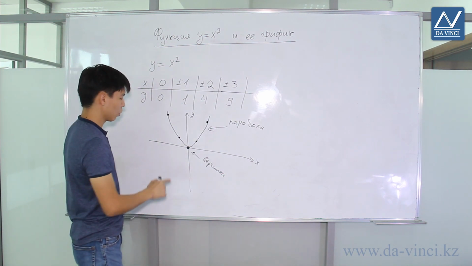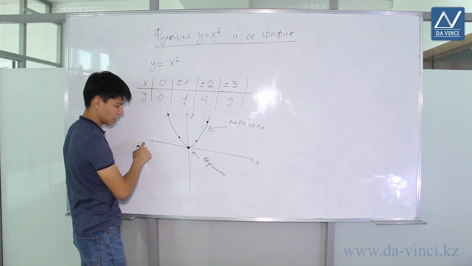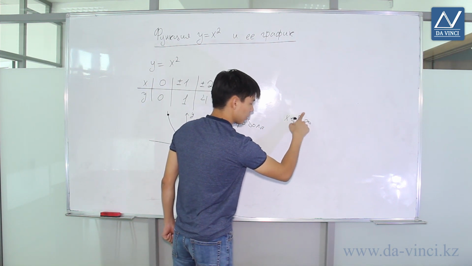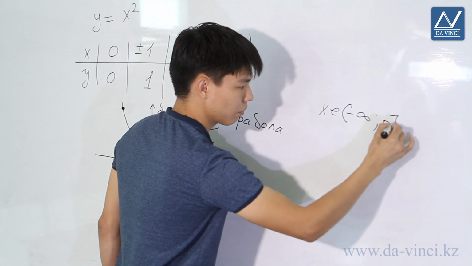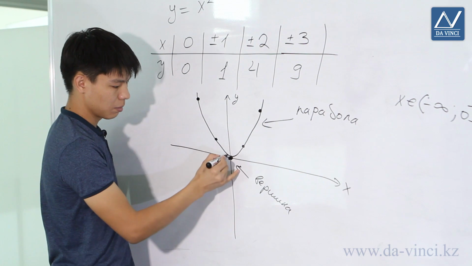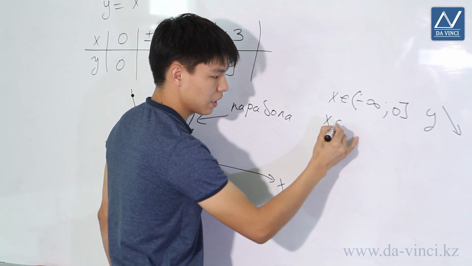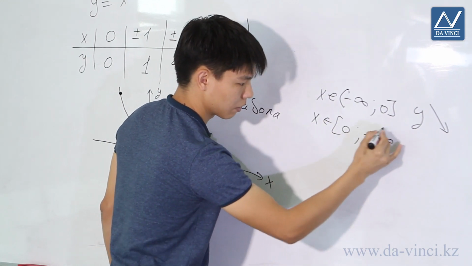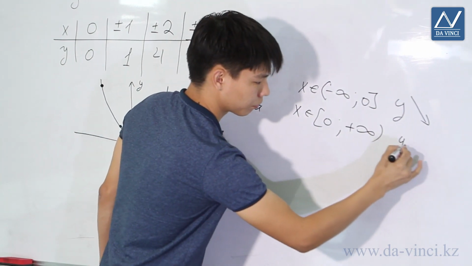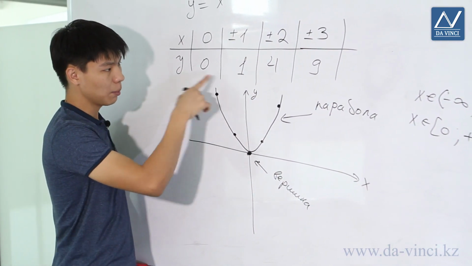We also need to note such a property. When the variable x belongs to from minus infinity to 0, then the function y decreases. Pay attention that the function constantly tends to go down. Then it is said that the function is decreasing. If x belongs to from 0 to plus infinity, that is, in this section, then the function y increases. Note that the function y is always positive, except for the point 0, 0.